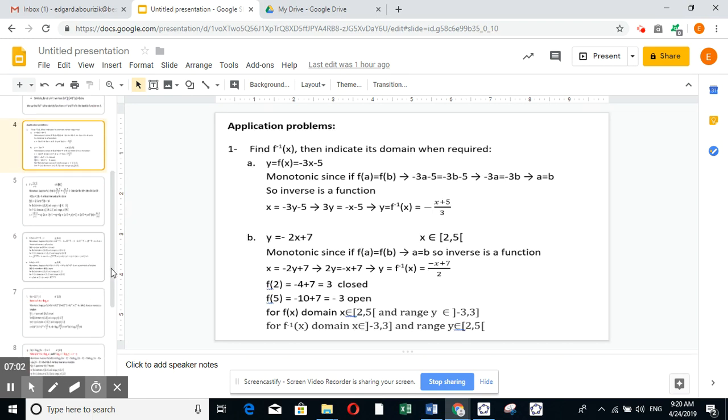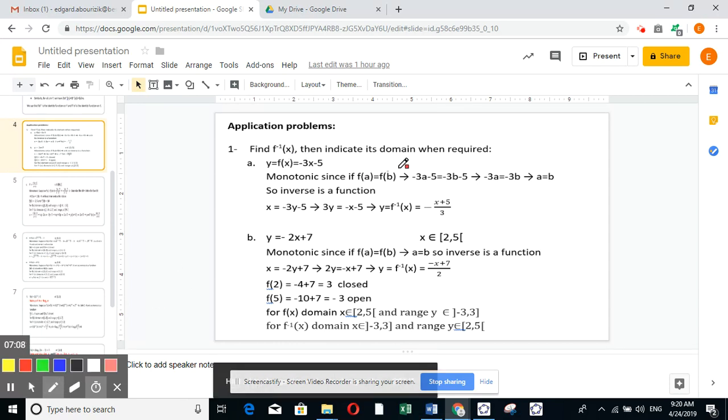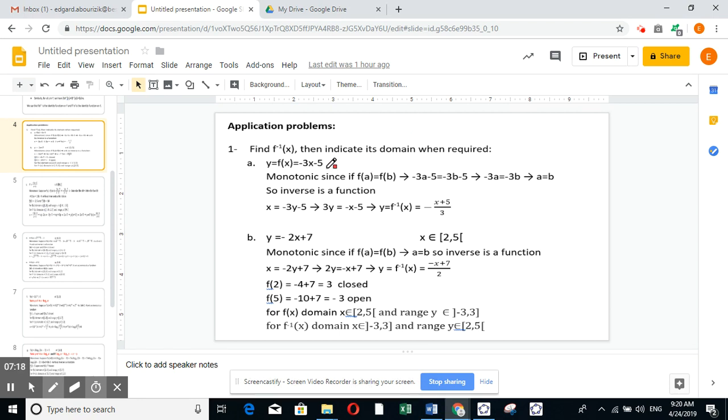Now, application problem: find the inverse of f of x, then indicate its domain when required. So I want to find the inverse of this one. First of all, here it's a line, and we know that a line is either always increasing or decreasing, so it's always monotonic. It's one-to-one and onto. But if you want to prove it, we say suppose f of a equals f of b. f of a is minus 3a minus 5. f of b is minus 3b minus 5. So here you have minus 3a equals minus 3b, so a equals b. So the inverse is a function.